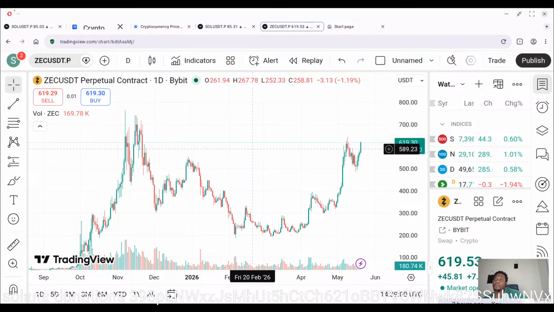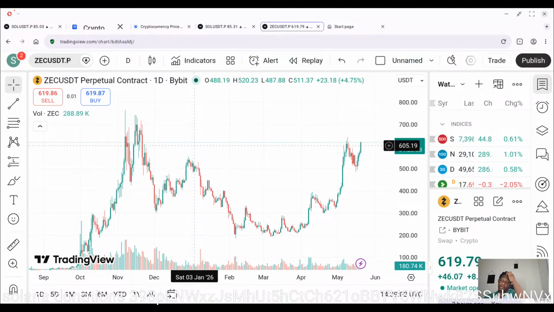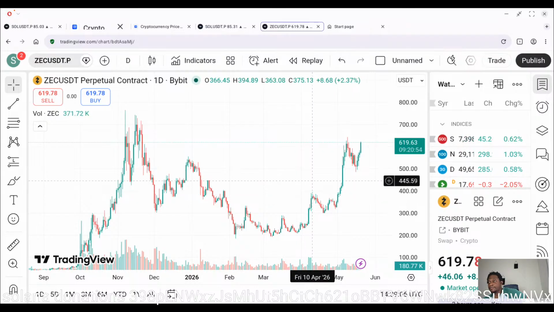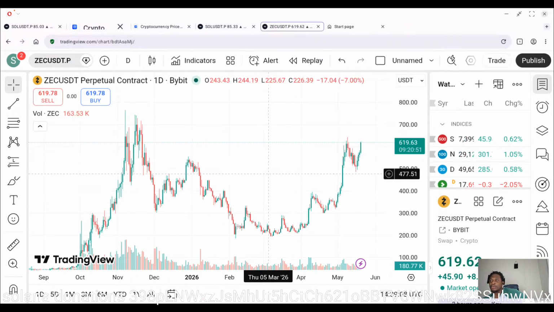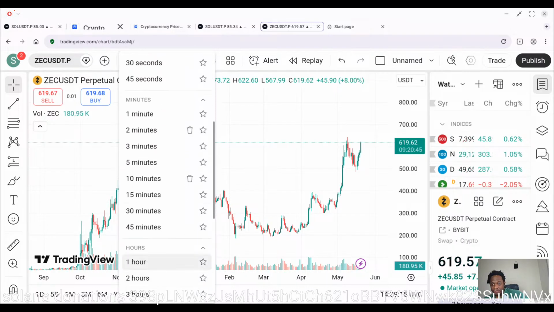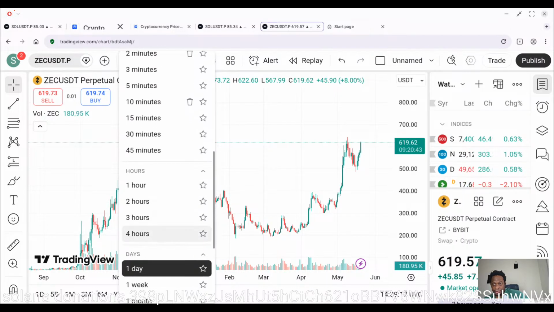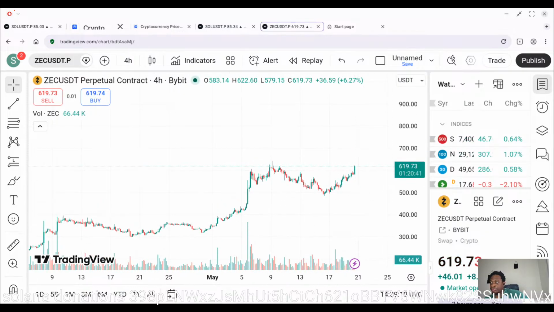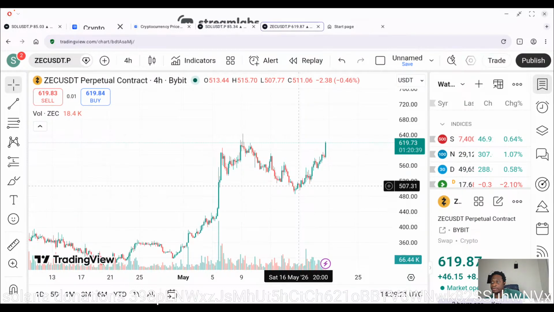So what does that tell you? That tells you that when the bull market takes off, this is going to run. This is going to fly when the bull market takes off. But anyway, that's just by the way. I'm not trying to promote them or anything. I was just bringing this coin to your attention. Because look at this.